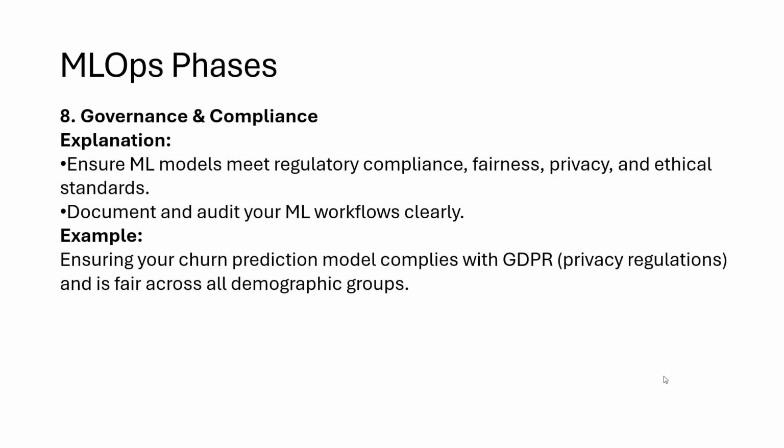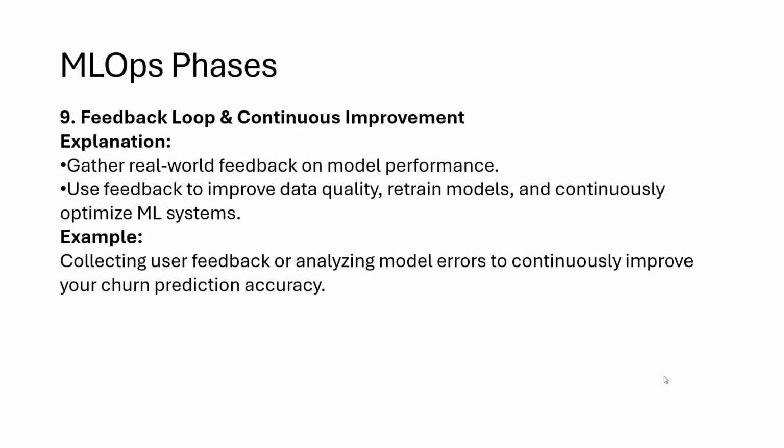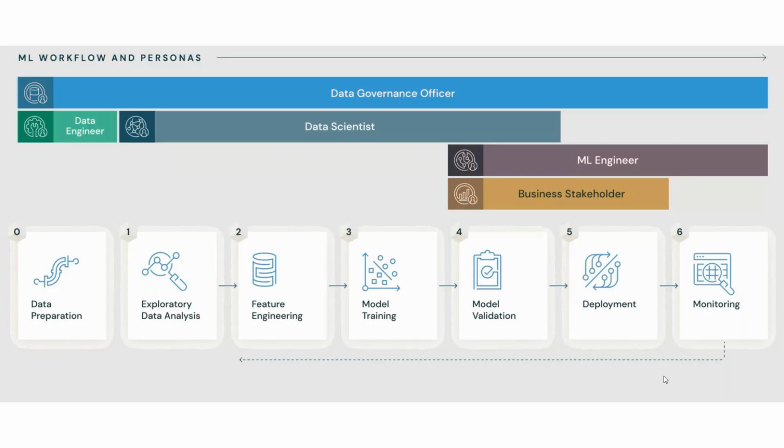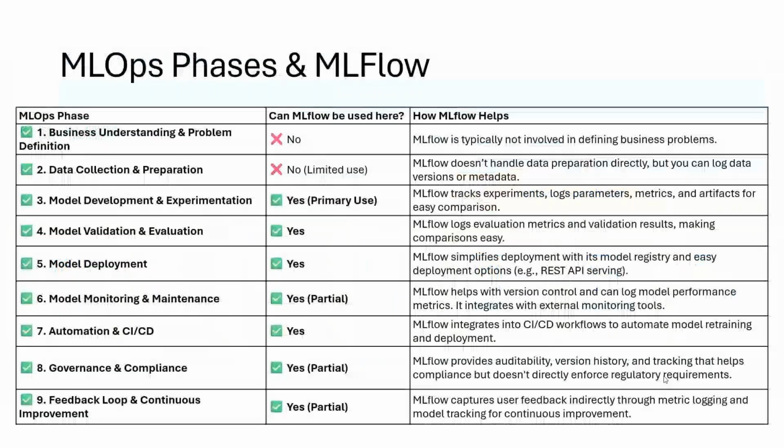Next one is governance and compliance, which will ensure ML models meet regulatory compliance, fairness, privacy, and ethical standards. And the last one is the feedback loop and continuous improvement. This will continue. So as part of model development, these are the development phases which we had, which include data preparation, exploratory data analysis, feature engineering, model training, model validation, deployment, monitoring, and many more. So these are the things which we do in MLOps.